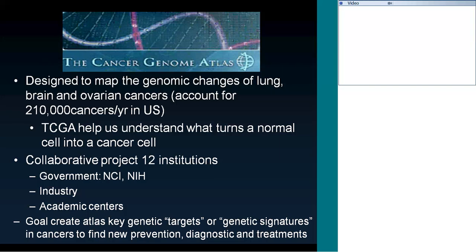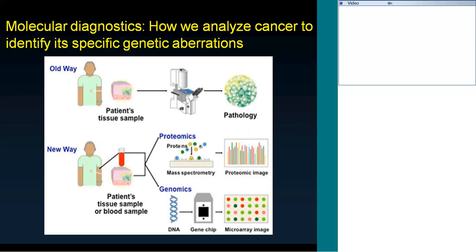This is a collaborative project involving more than 12 institutions, including governmental agencies like the National Cancer Institute and the National Institutes of Health, as well as industry and academic centers. And the goal is ultimately to create this atlas of key genetic targets or genetic signatures in cancers that will hopefully help us define and find new prevention, diagnostic, and treatments for cancers.